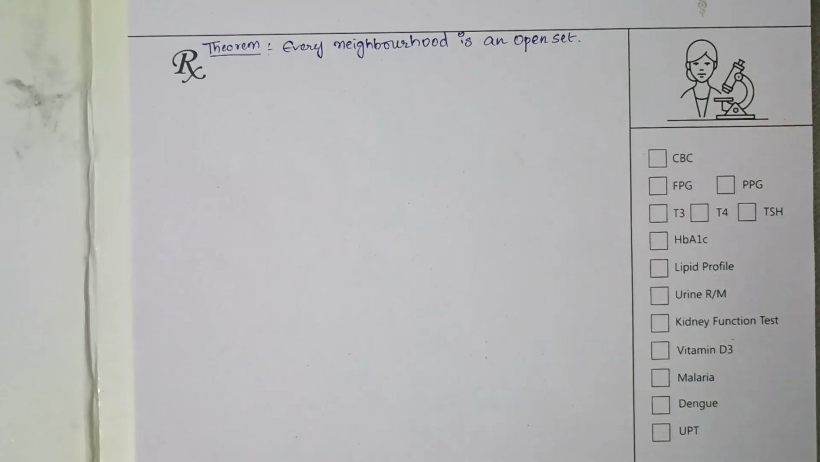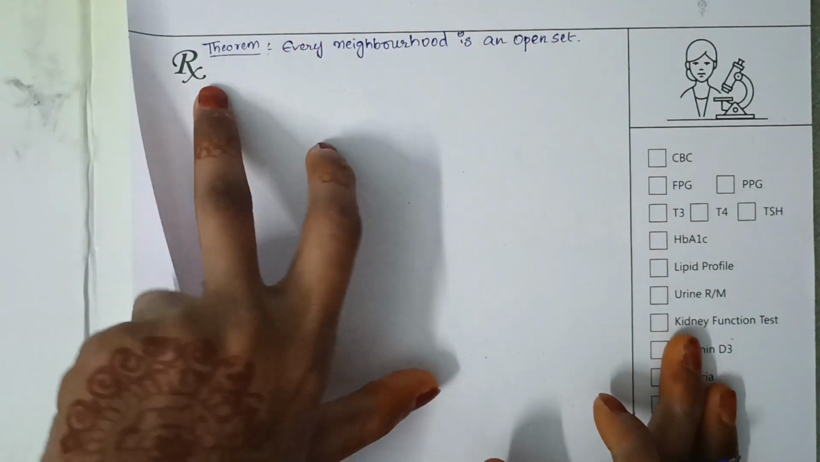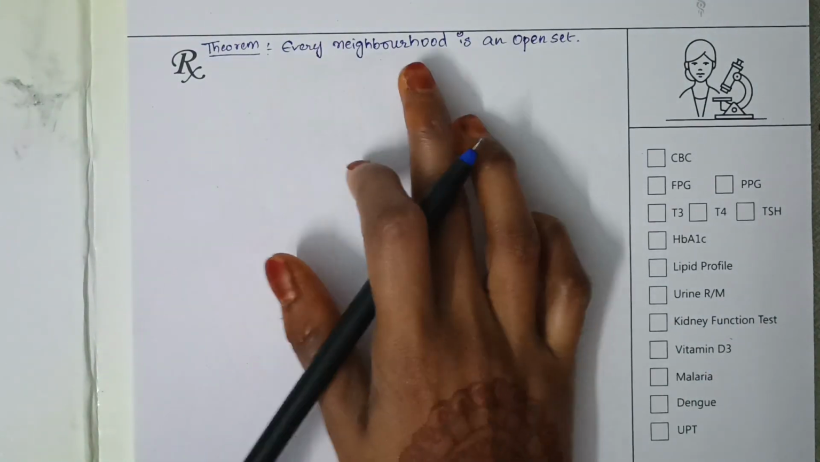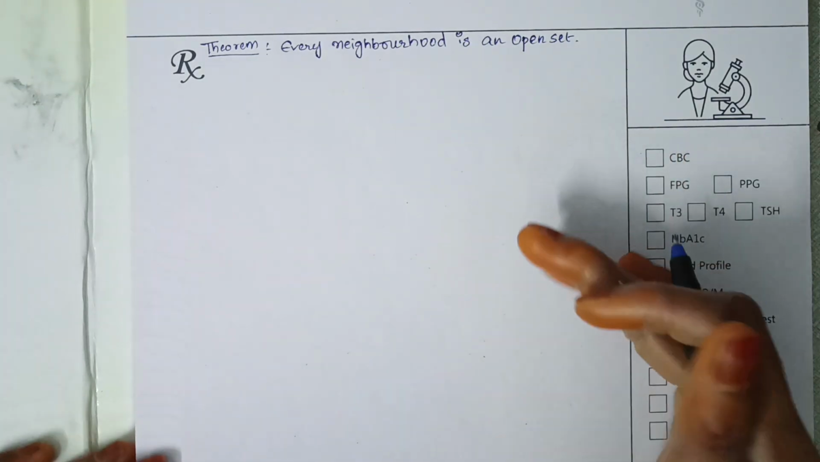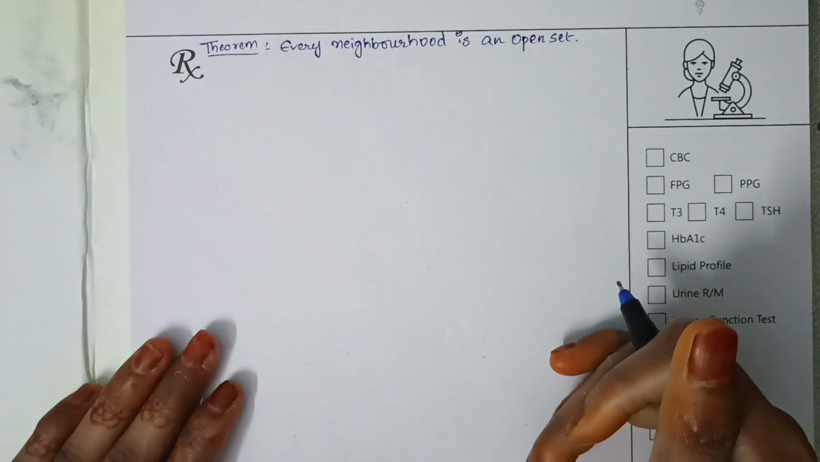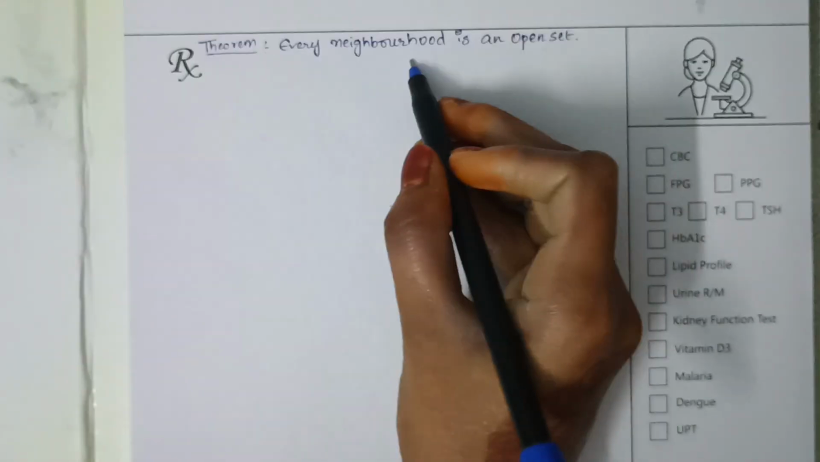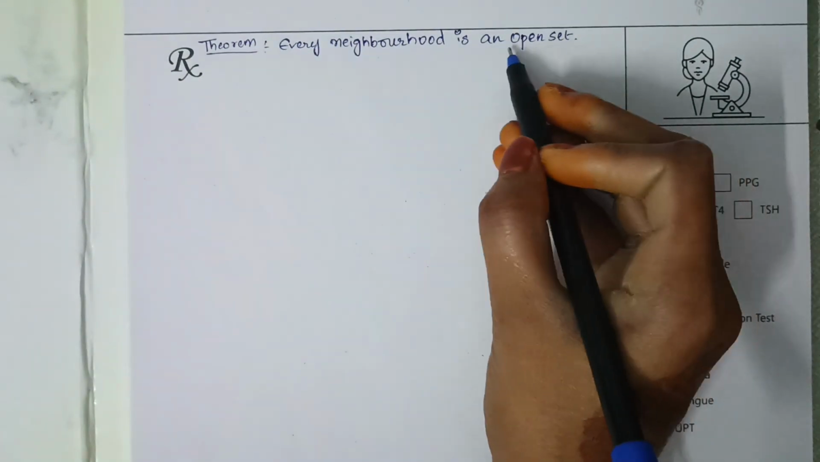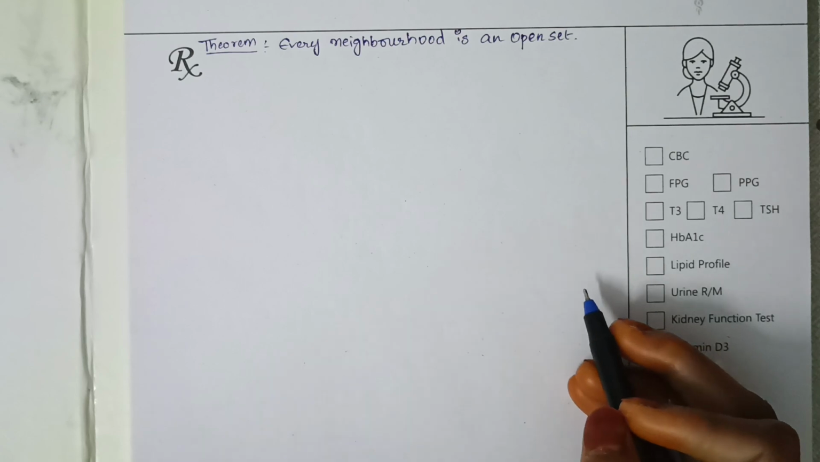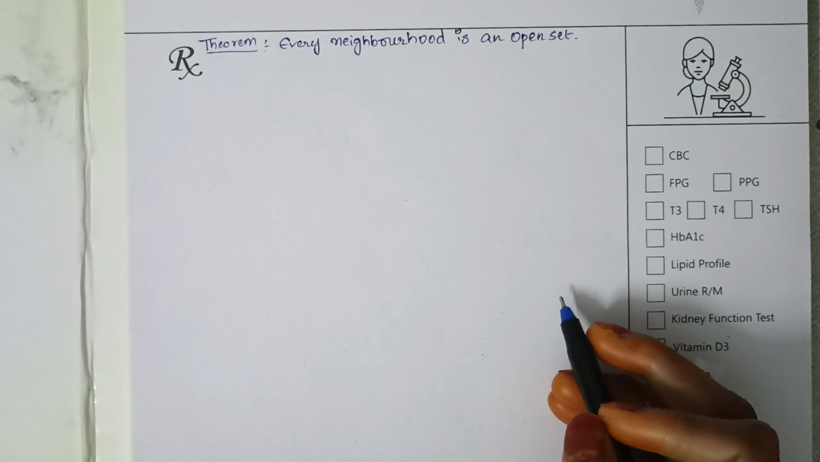So today we are going to see the mathematical analysis theorems, first unit. The first theorem we are going to learn today is: every neighborhood is an open set. Whenever you are writing the proofs of these theorems, first you need to write what is the given part. Here the given part is every neighborhood is an open set. We need to prove it. So write the definition of what is a neighborhood and what is an open set, and try to understand what is the statement. If you have understood the definitions correctly, then you can easily prove the theorems.